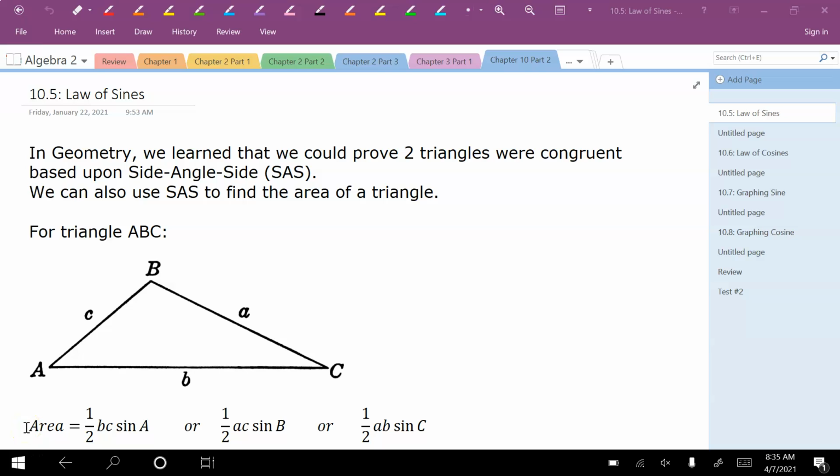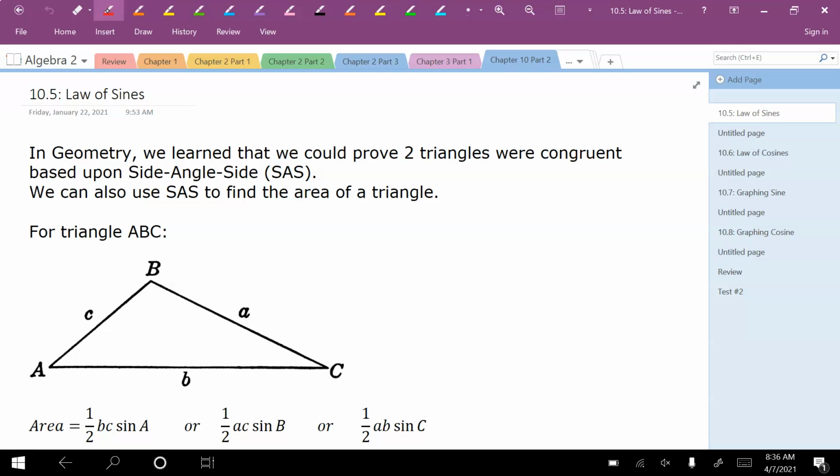Right, so we're going to get started with the second half of chapter 10 now, and we're going to first go over something called the law of sines. We're still going to be using a little bit of that trig that we talked about in the first part of chapter 10, but this law of sines, and in the future we'll also talk about something called the law of cosines, allows us to do trig on any type of triangle.